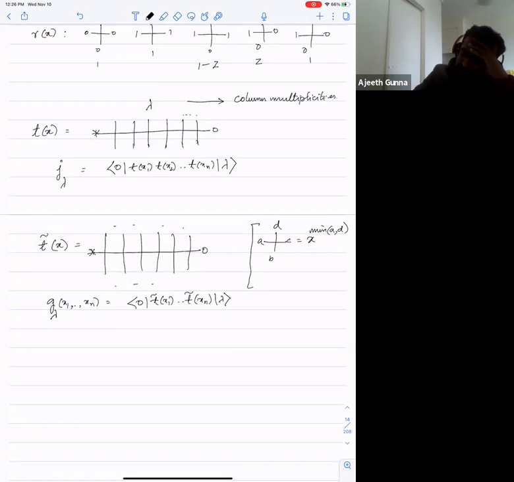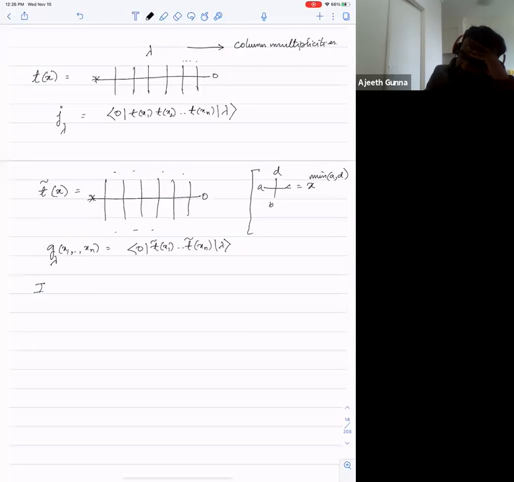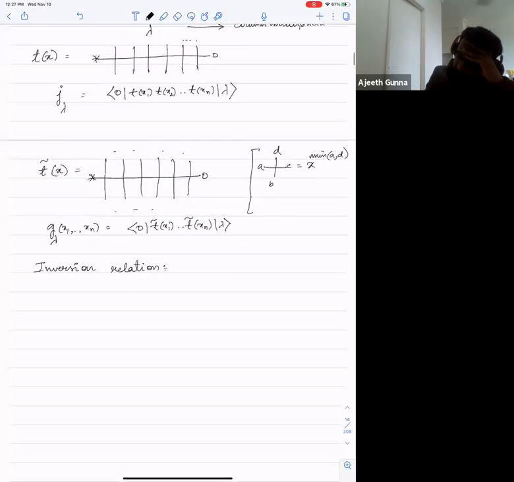There is no reason for us to expect any relation between these two transfer matrices. But what they do satisfy is this interesting relation, which we call the inversion relation: T of x times T tilde of minus x is equal to the identity.